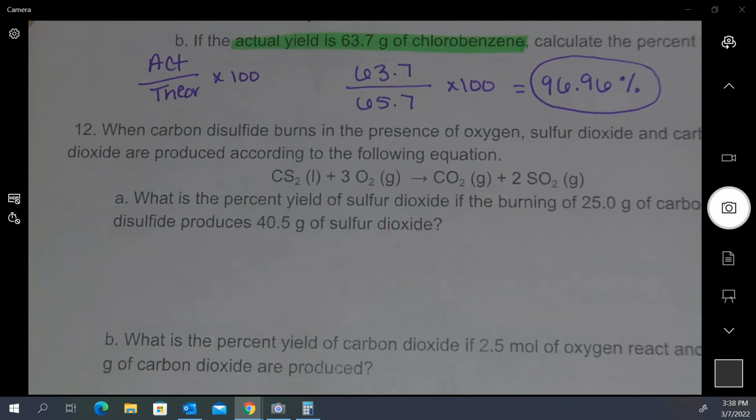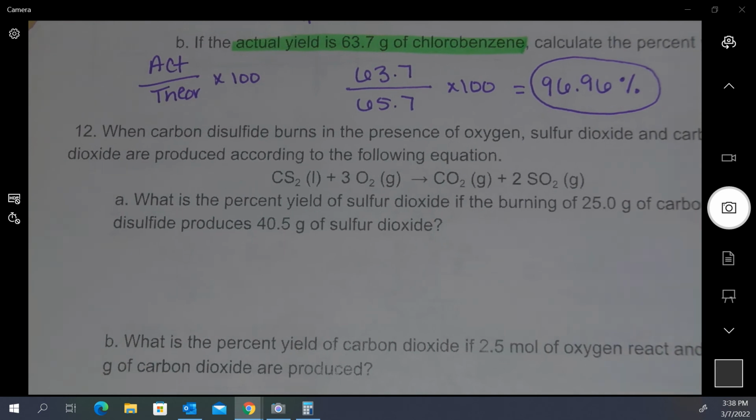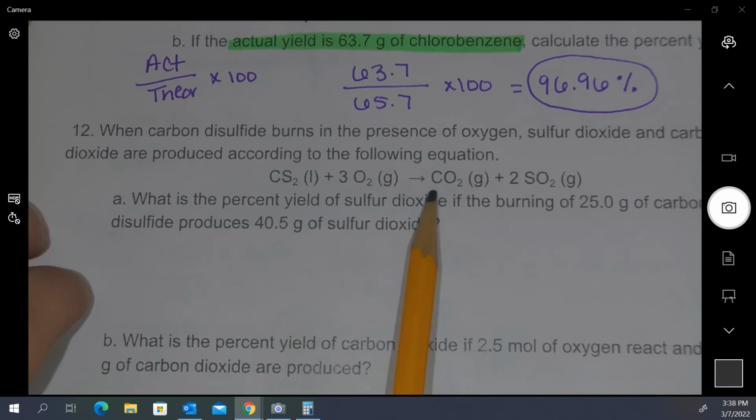Number 12. When carbon disulfide burns in the presence of oxygen, sulfur dioxide and carbon dioxide are produced according to the following equation. And I gave you an equation. First thing we should do, is that equation balanced? Let's look at our carbon. 1 on the left, 1 on the right.